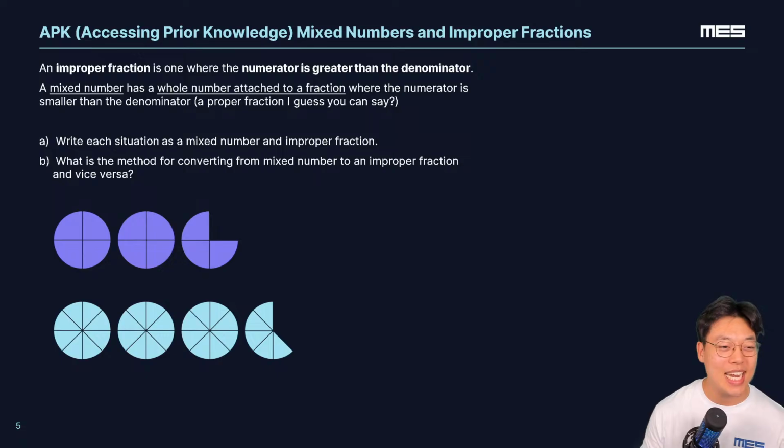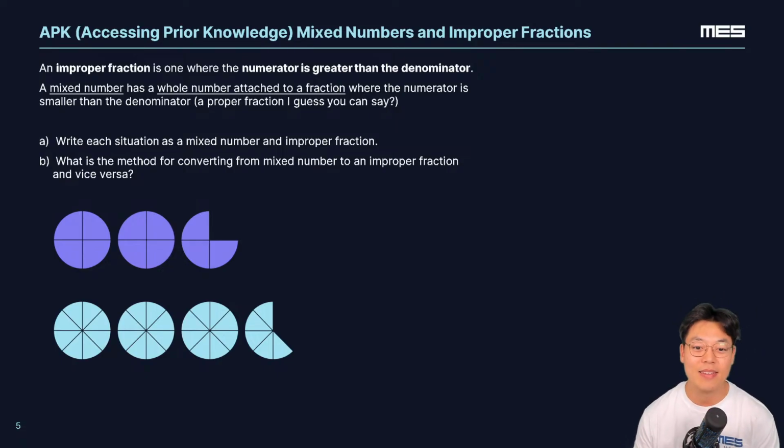Before we start every lesson, I love to start with something called an APK. It's accessing your prior knowledge so that you are able to access everything in the lesson and not feel lost, right? I have very many re-entry points in a lesson to get you back in if it ever gets too challenging for you. So that's why I love starting with this APK. And today our APK is on improper fractions and mixed numbers. So let's start. An improper fraction, let's see what it is: one where the numerator is greater than the denominator.